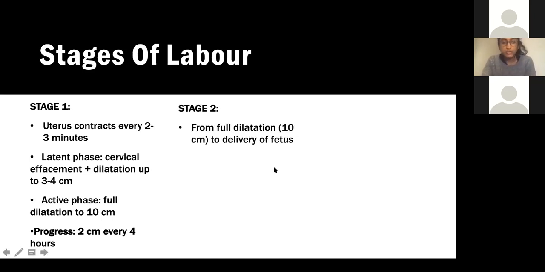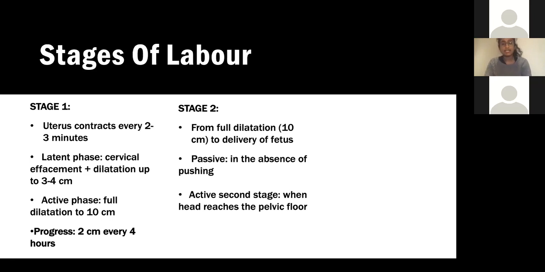Stage two is from full dilatation to delivery of the fetus, and you've got passive and active. Passive is in the absence of pushing. Active second stage is when the head reaches the pelvic floor and the mom gets the urge to push. And then stage three, we've already mentioned, is until delivery of the placenta.